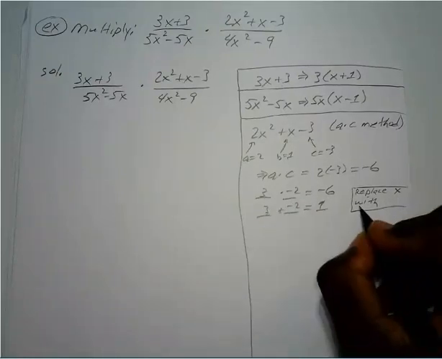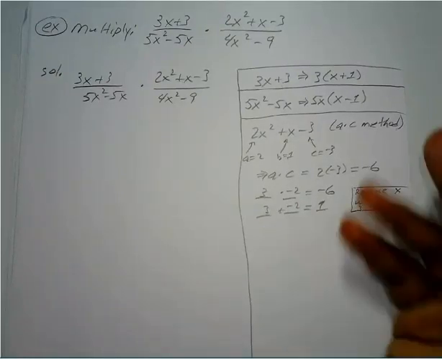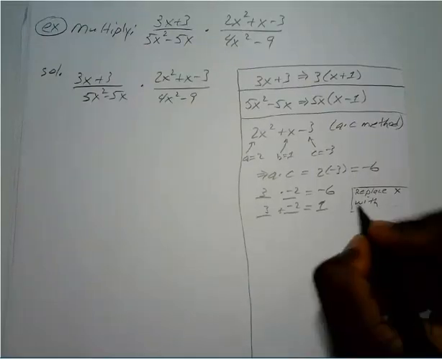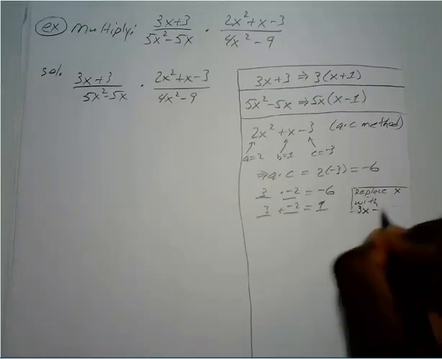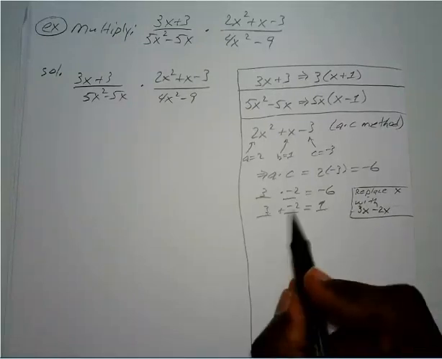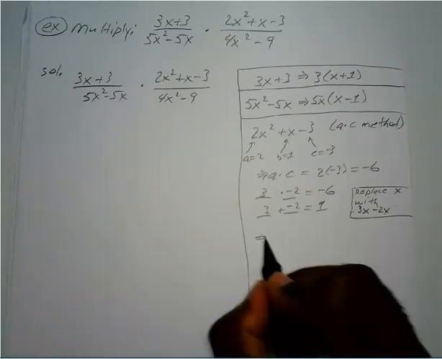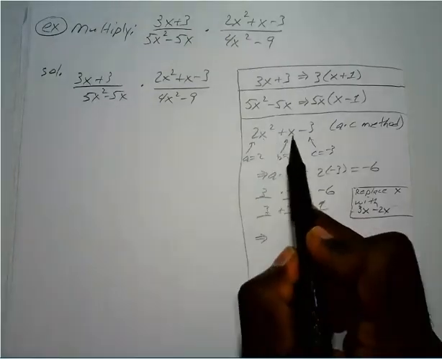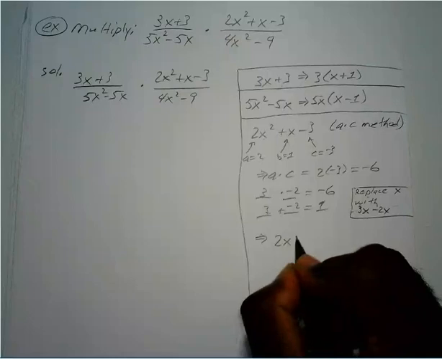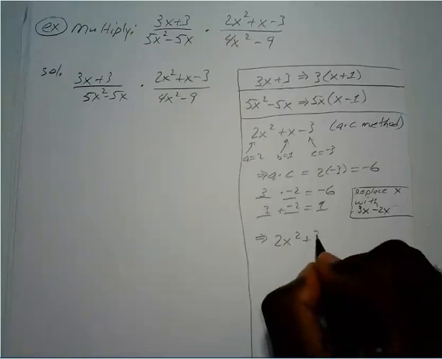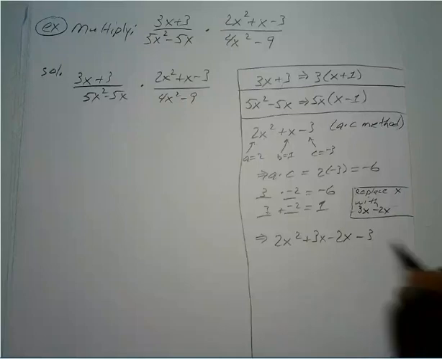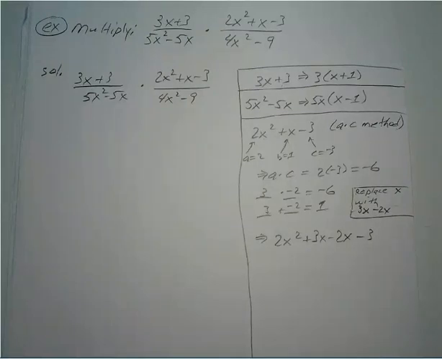Oh, give me a little more room there. 3x minus 2x. Okay, so just those two terms. So that means 2x squared plus x minus 3 will now become 2x squared plus 3x minus 2x minus 3. And remember, the last step is to factor by grouping.